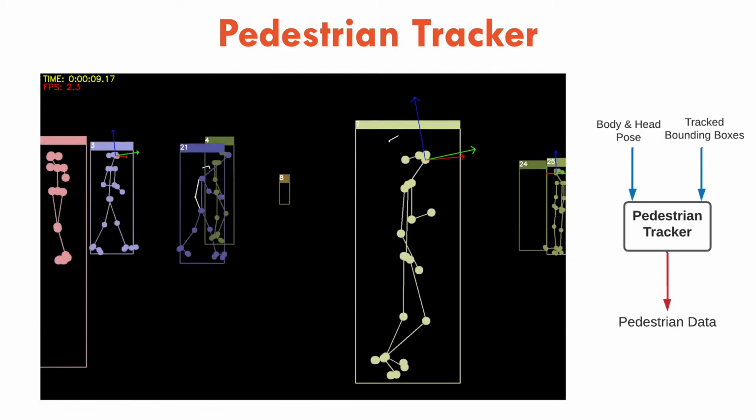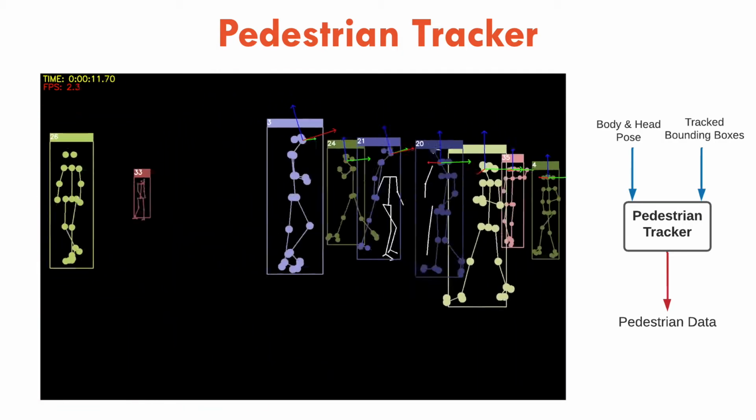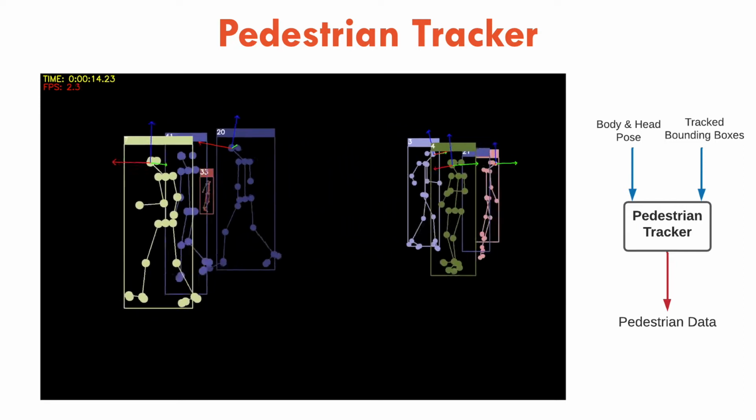By tracking the body pose, head orientation, and gaze direction of pedestrians over time, this information can be used to classify their behaviour.